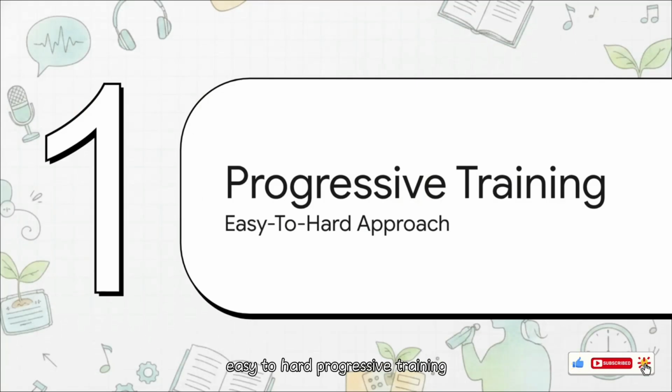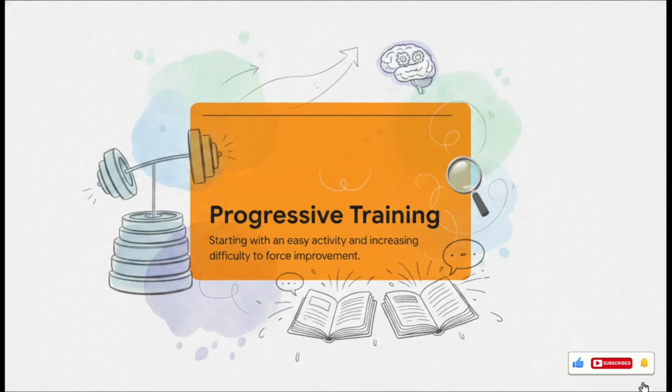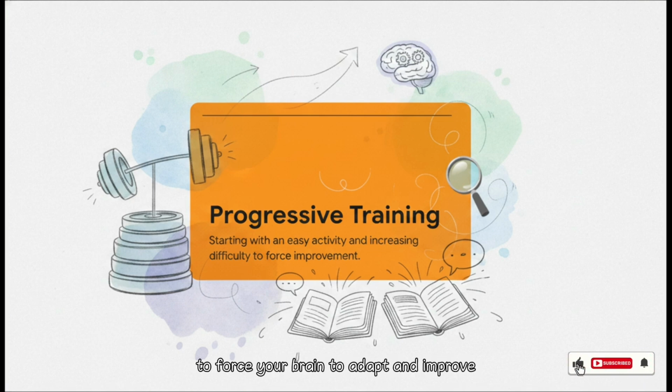Part 2, Easy to Hard Progressive Training. Let's look at the actual methodology for doing this. Progressive training is exactly what it sounds like. It's the concept of starting with a really easy activity and systematically cranking up the difficulty of that activity to force your brain to adapt and improve. It's literally the exact same concept you'd use in weightlifting at a gym, right? I mean, you don't just walk in and start bench pressing 300 pounds on day one. Numerous studies have found this easy to hard progression to be an amazingly effective way to train cognitive skills, especially when it comes to language generation.